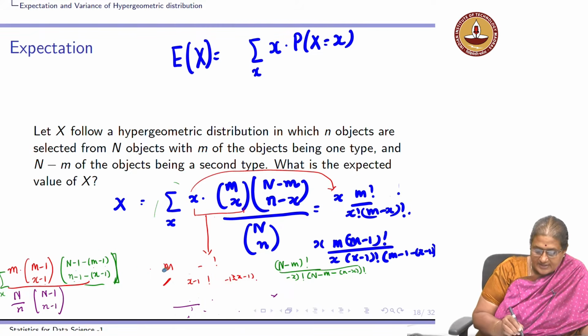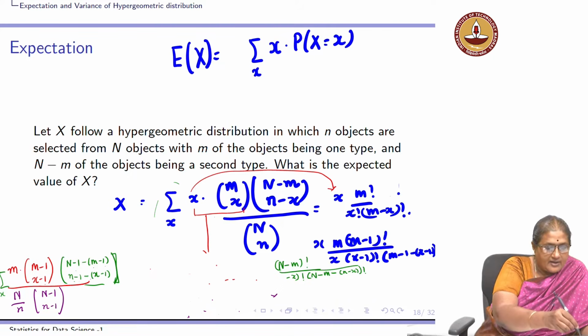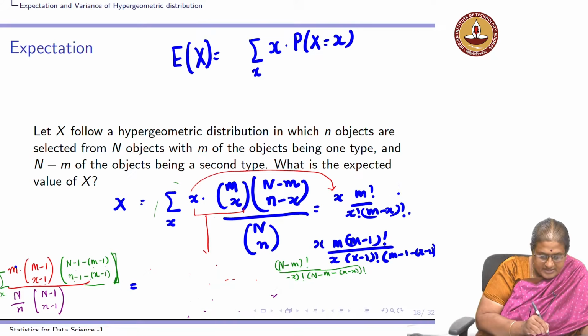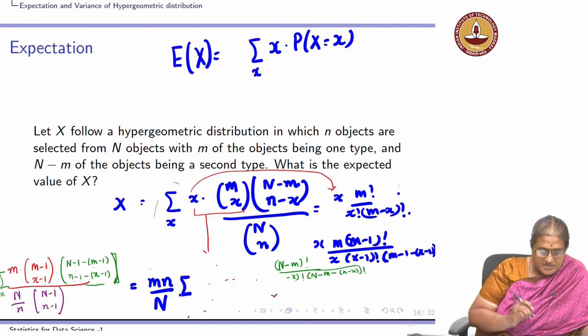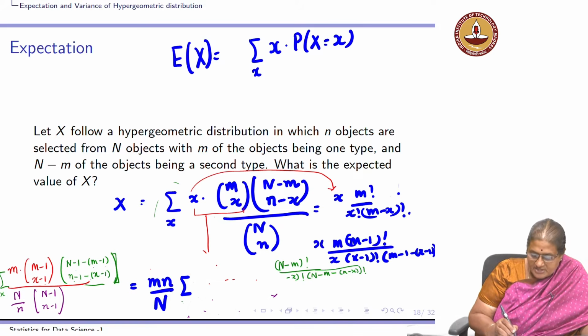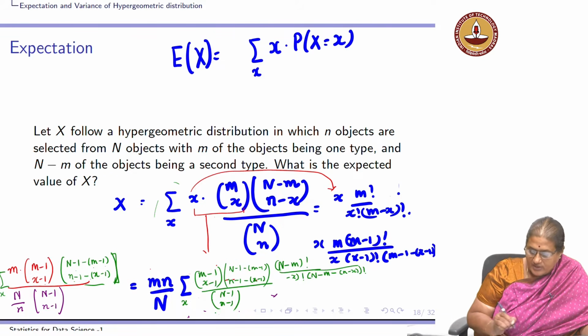I can see that this boils down to this m and n. I can write them separately. These are independent of x. So, that becomes m into n divided by n. I have a summation sign here, and that summation sign over x is going to be m minus 1 choose x minus 1, x greater than 0, n minus 1 minus m minus 1 choose n minus 1 minus x minus 1 divided by n minus 1 choose n minus 1.